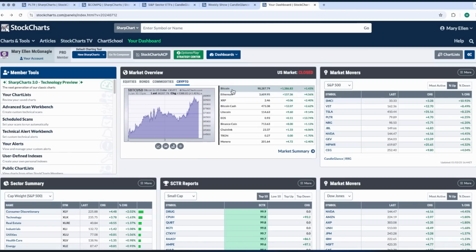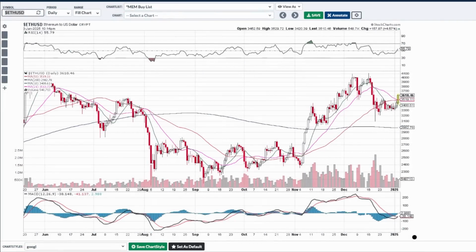And it does have the larger, more actively traded Bitcoin up here. And we can see that Ethereum was up 4.5%. By clicking that, we can then go ahead and get that daily price chart. And here we are with that view.